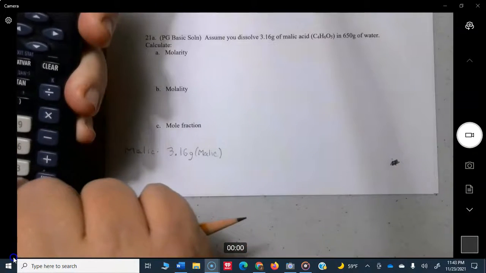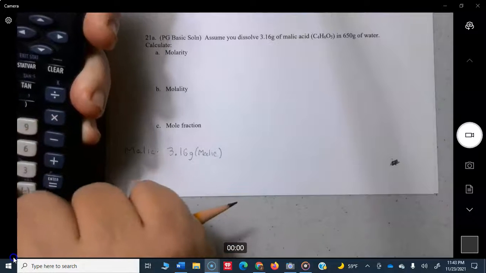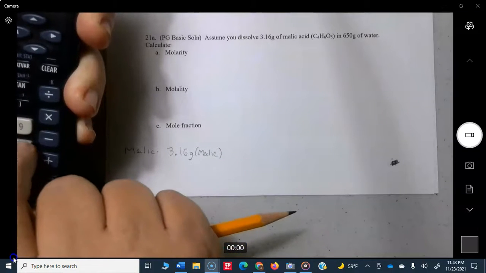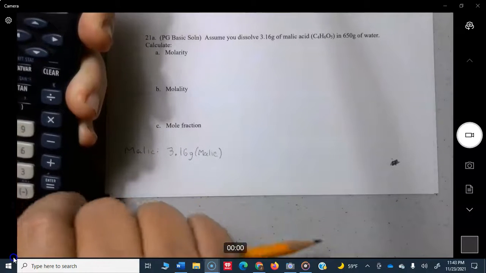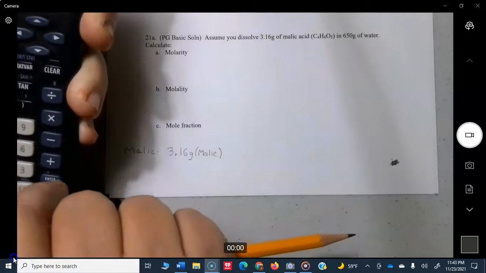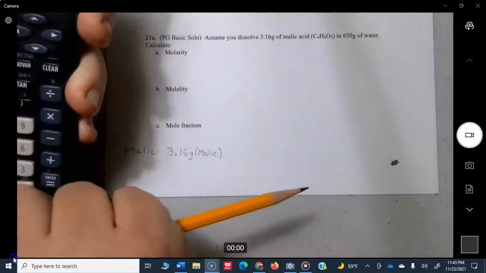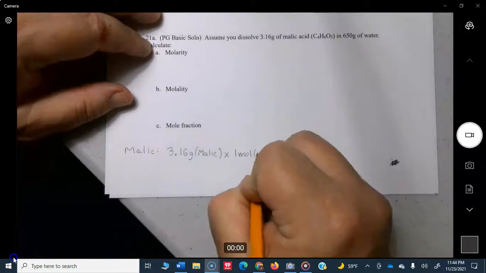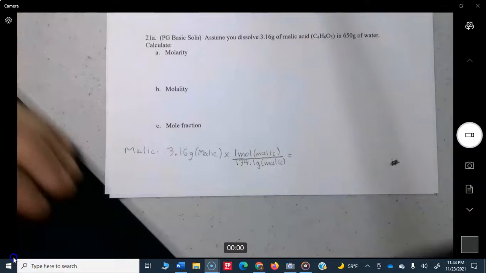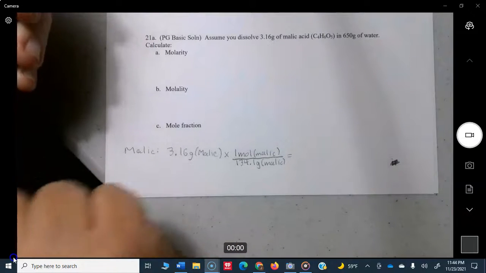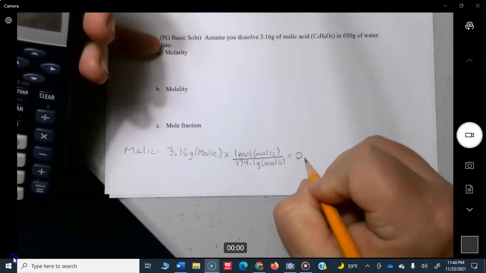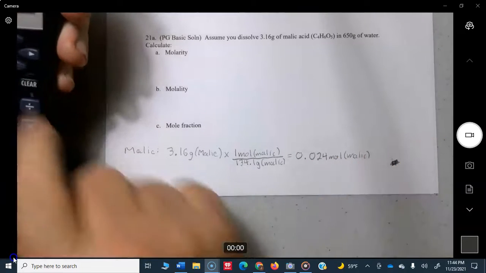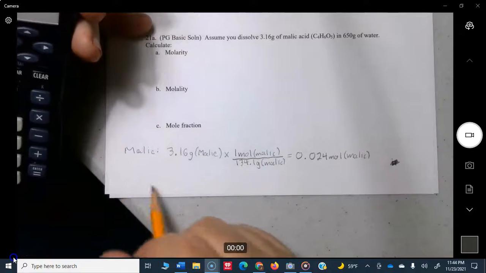So we have 4 carbons, so 4 times 12.01 plus 6 hydrogen, 6 times 1.01 plus 5 oxygen, 5 times 16, and that gives us 134.1. Okay, so now we can compute the moles of malic acid, and we get 0.024 moles. Okay, now we can come down here and do the same thing for water.